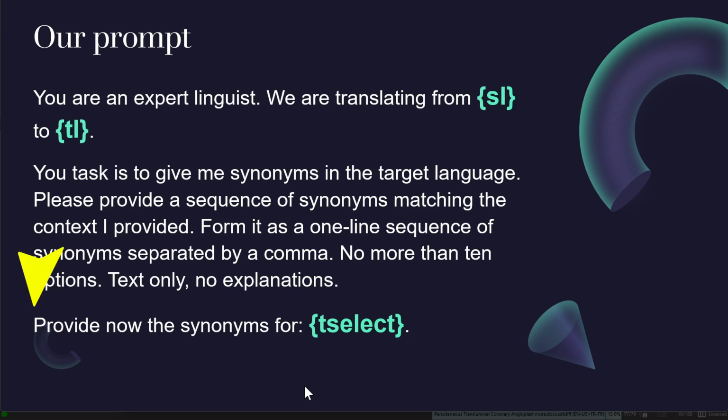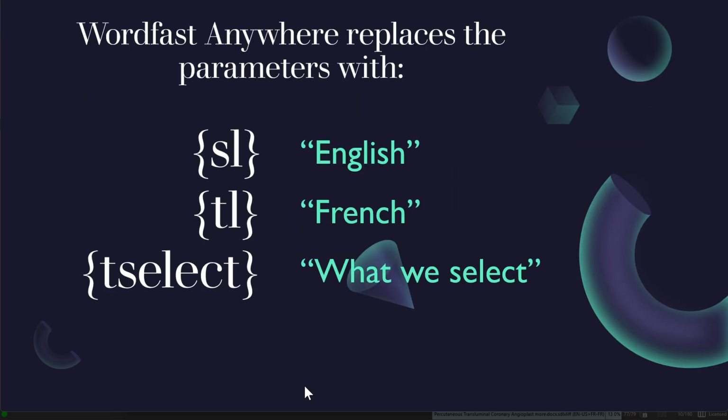And now we come to this last portion. This sentence will tell ChatGPT exactly what to do and which text to use. Provide now the synonyms for. Here comes our third dynamic parameter, T-select or target select. Let's briefly have a look at what will actually happen to our dynamic parameters.